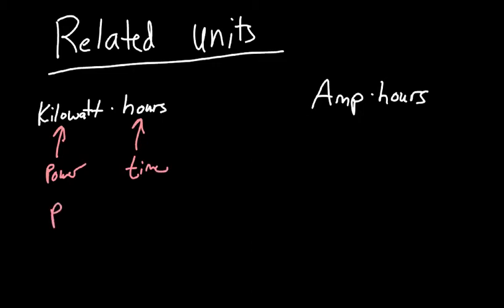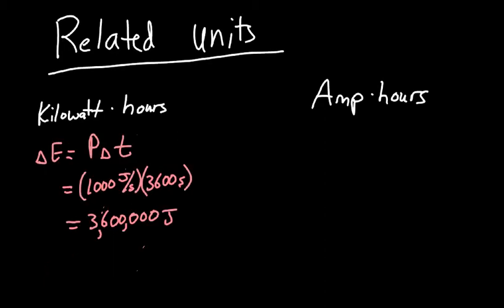And the equation we were dealing with before was power equals delta E over delta T. If we rearrange this equation, power times time would be equal to energy. So kilowatt hours is actually an energy unit. Now, how much energy is that?